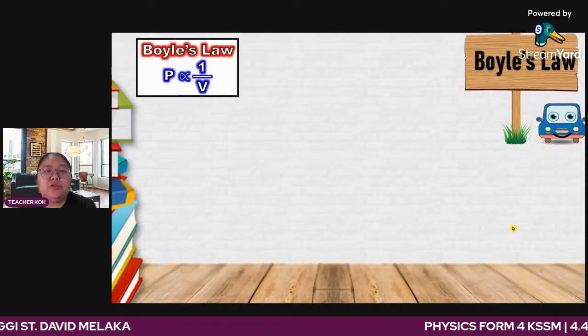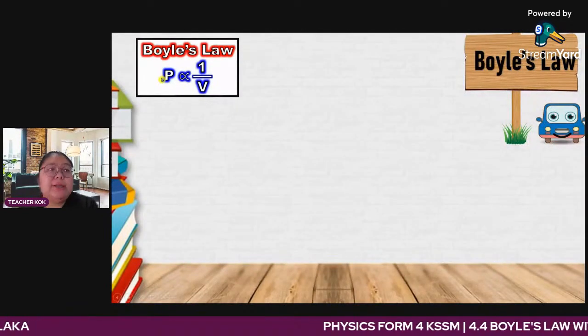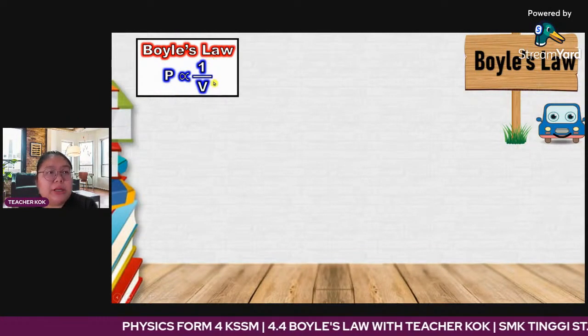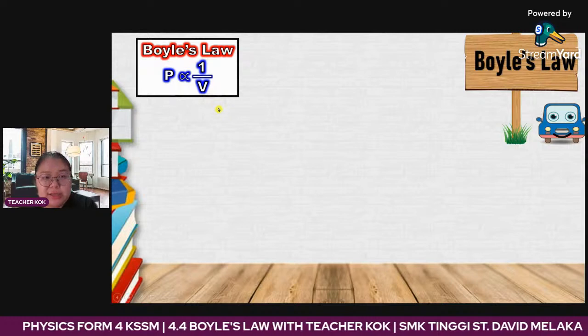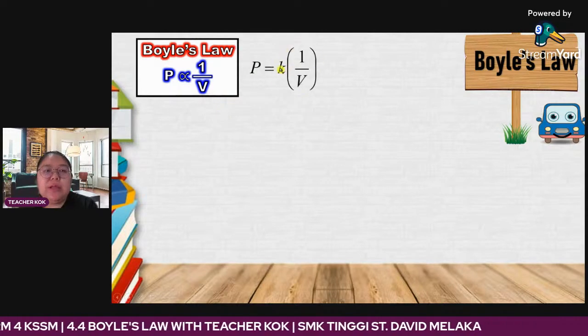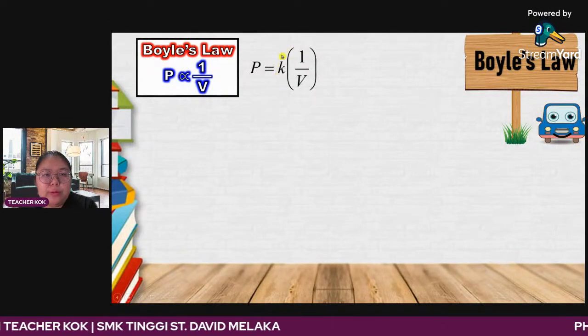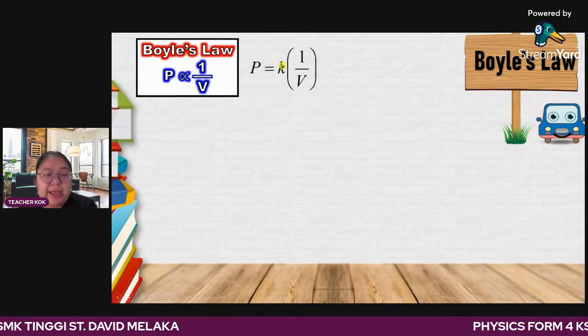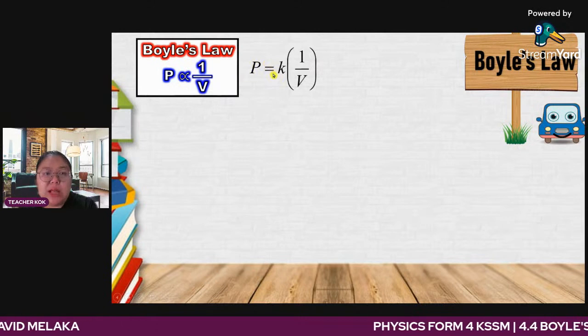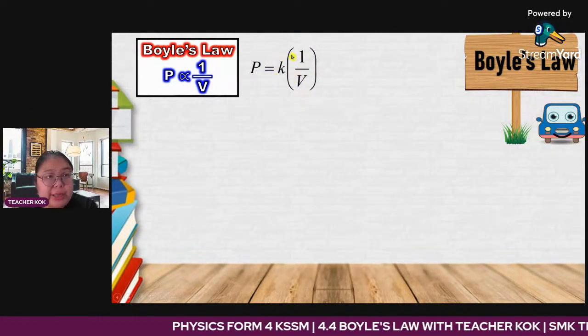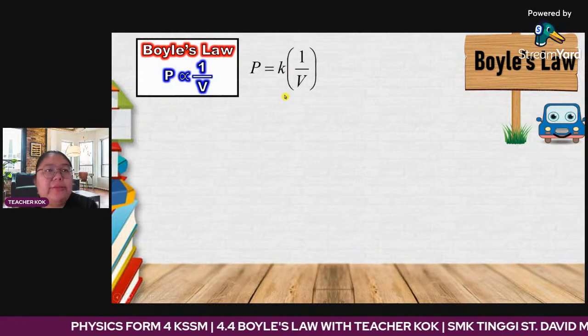Okay, then we go through to the equation. Boyle's law: P is directly proportional to 1 over V. If I ignore the directly proportional sign, I introduce a K. So P equals K times 1 over V. What does K mean? K is actually a gradient.